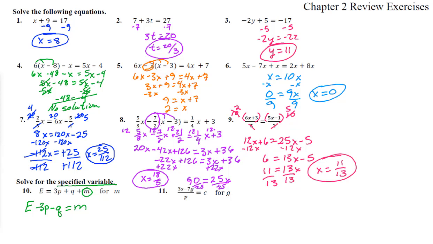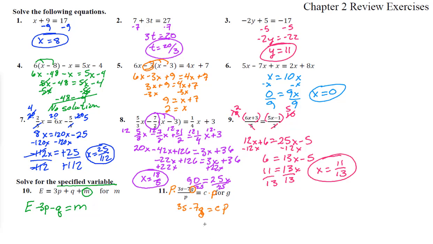All right, number 11. Ooh, we do have a fraction. We're trying to get g by itself. He's right in there. So first of all, let's get rid of any fractions. Times by p on both sides. So we now have 3s minus 7g. Oh, that was a q. q equals c times p.